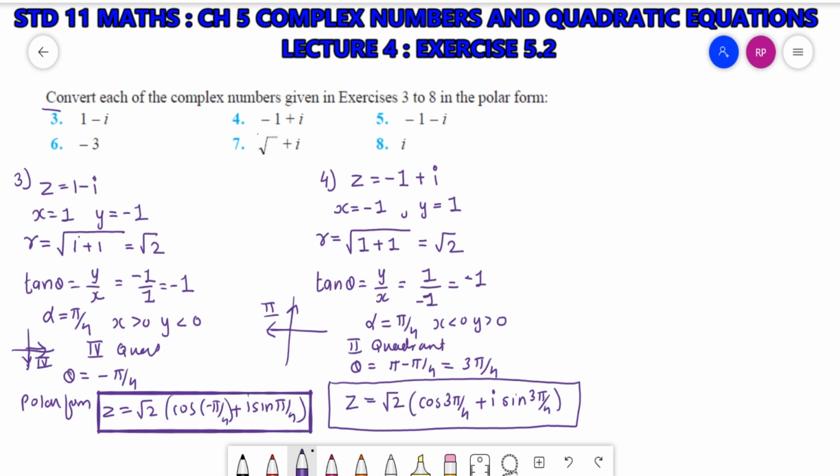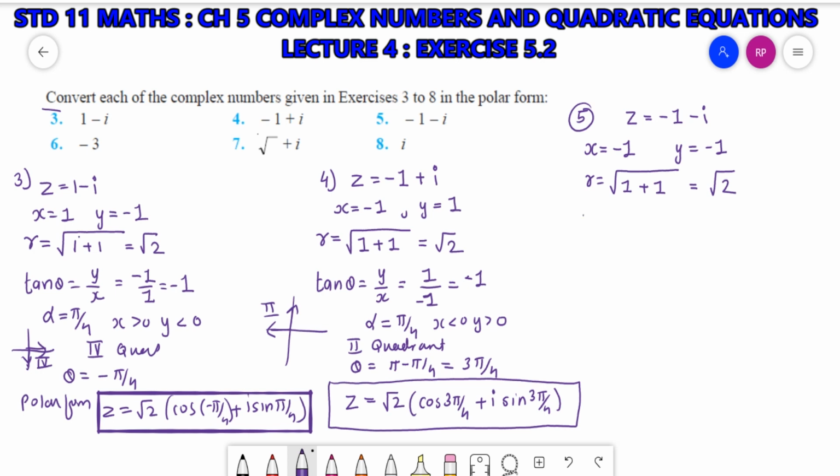Now let's see the fifth question. Fifth question: z equal to minus 1 minus i. Here x is equal to minus 1, y is equal to minus 1. The modulus r will be equal to under root of x square, that is minus 1 square, plus y square, again minus 1 square, that is equal to root 2. Okay, so the modulus is root 2.